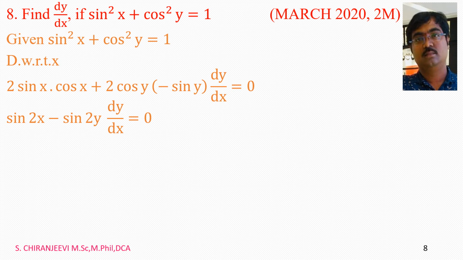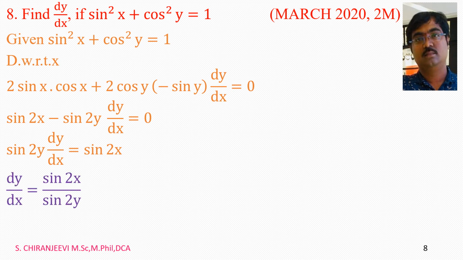And we know that 2 sin x cos x is nothing but sin 2x. 2 sin y cos y is sin 2y. So substituting, you will get sin 2x minus sin 2y dy by dx equal to 0. So the next step, sin 2y dy by dx equal to sin 2x. dy by dx equal to sin 2x divided by sin 2y.